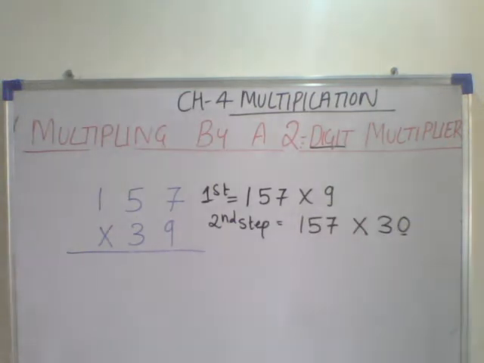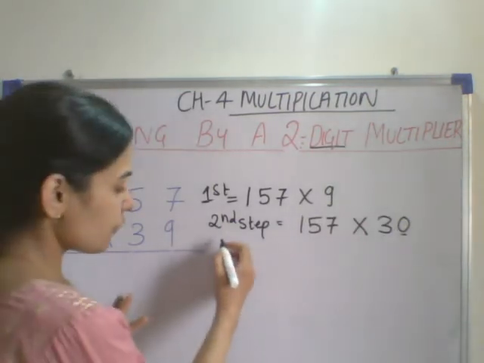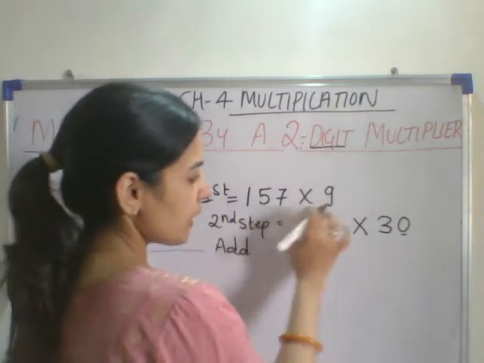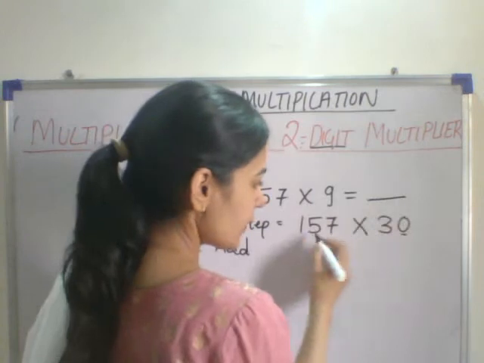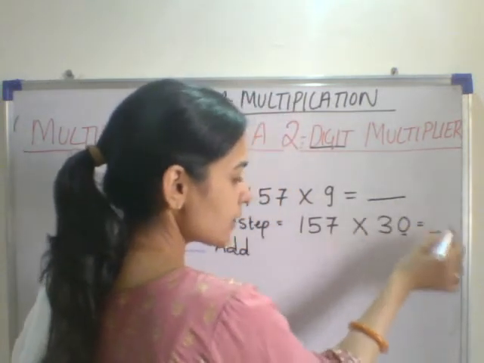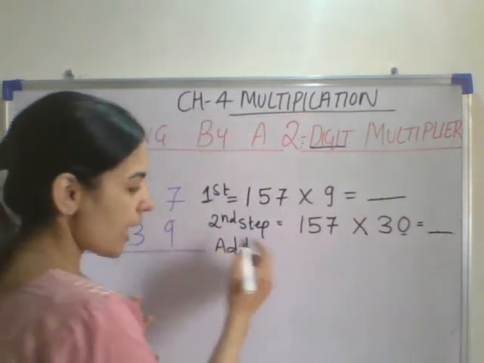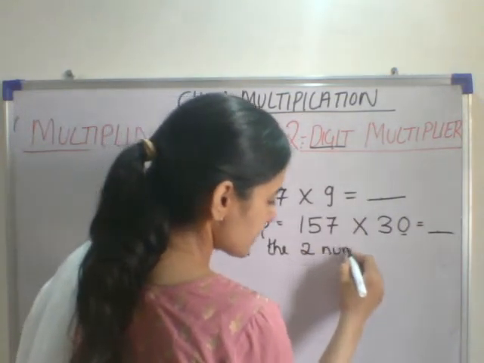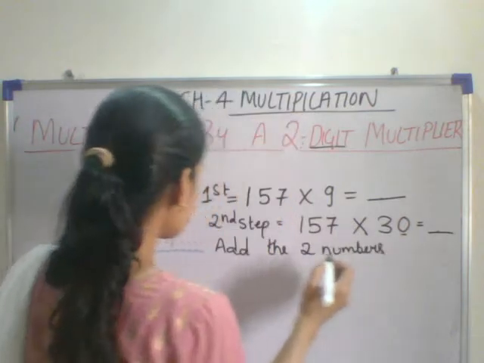Now let us continue, and at the end what do we have to do? We have to add. After multiplying this, a number will come. Here also after multiplying this, a number will come. So we have to add these 2 numbers. At the end, we have to add the 2 numbers. So now let us do.